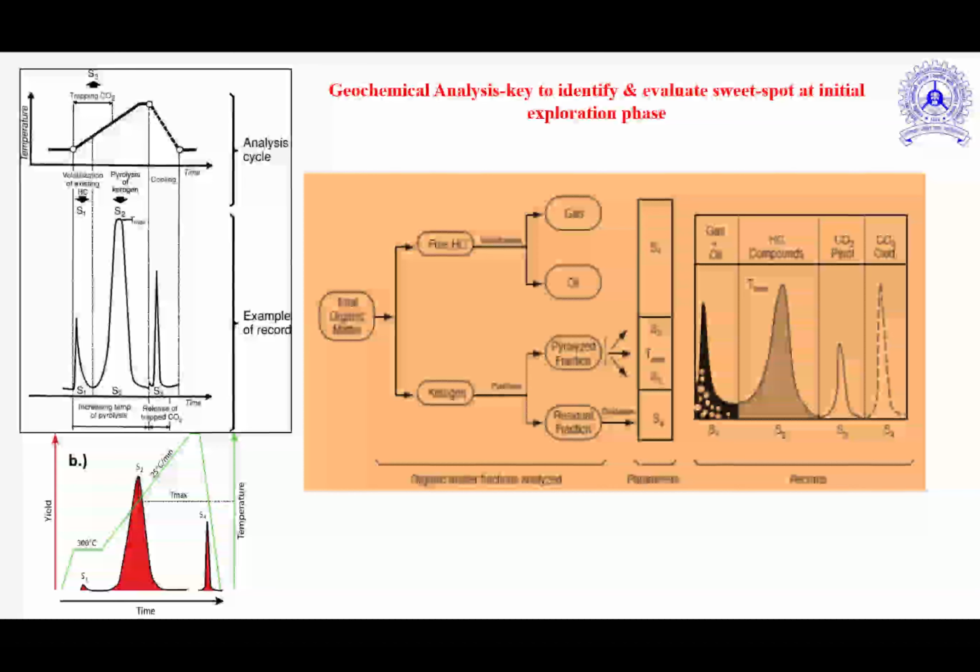Okay, so this and Tmax we determine during the pyrolysis itself. This kerogen undergoes pyrolysis and can produce this hydrocarbon, as well as further pyrolysis can produce carbon dioxide in presence of oxygen. S1 and S2 we determine in absence of oxygen. Okay, so Tmax is another parameter which tells you the maturity level of the shale itself.